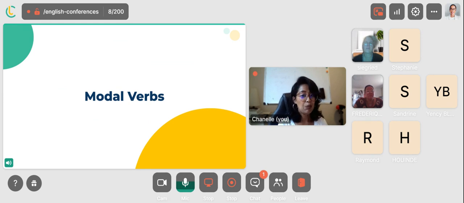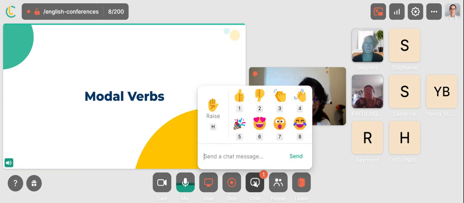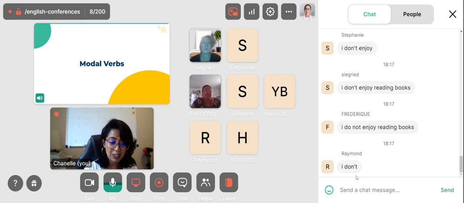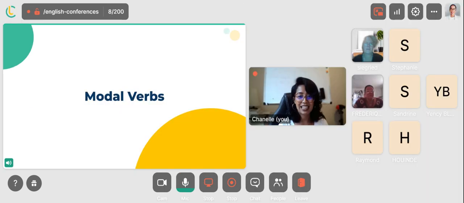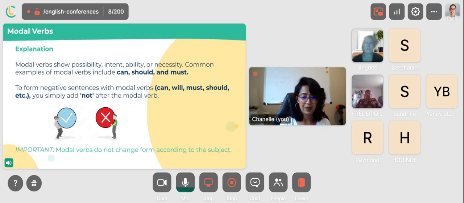Let's look at modal verbs. We have one more response. Raymond, I don't enjoy reading books. Thank you so much. Let's look at modal verbs. Modal verbs show possibility, intent, ability, or necessity. Common examples of modal verbs include can, should, and must.